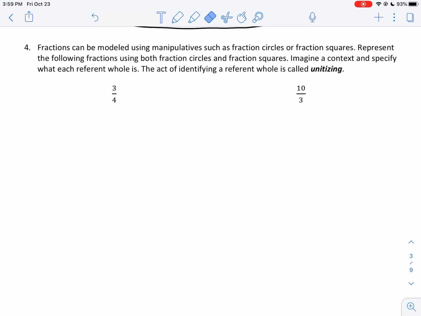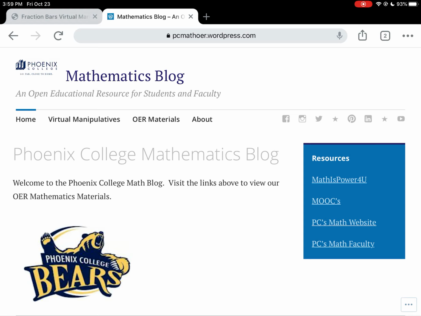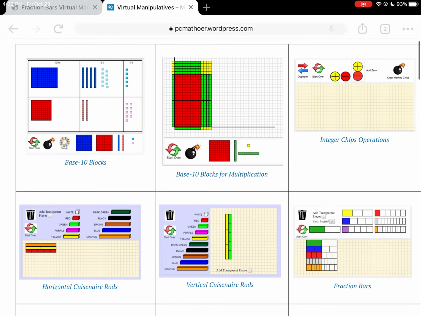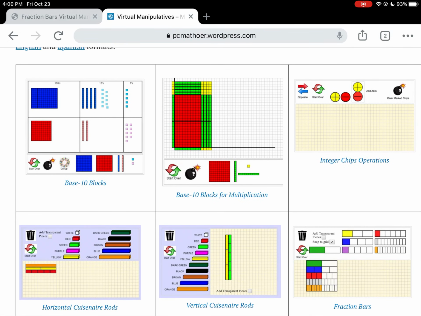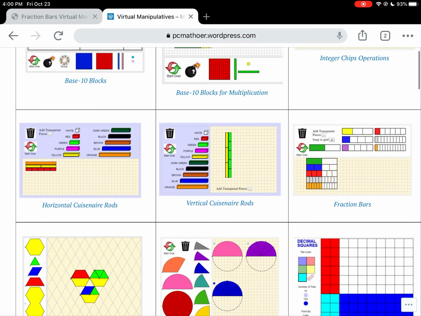Okay, so manipulatives that are fraction circles or fraction squares, I'm going to show you some virtual manipulatives, and the website that I'm on is pcmathoer.wordpress.com. A link to it is in your Canvas, on the week 10 page. If you click on the virtual manipulatives tab right there, it brings up a whole list of different manipulatives that others have discovered. Look at the one here in the top right, the integer chips. That's one that we've already used once, and this is where I got it. But this has a whole bunch of others that you're encouraged to explore.